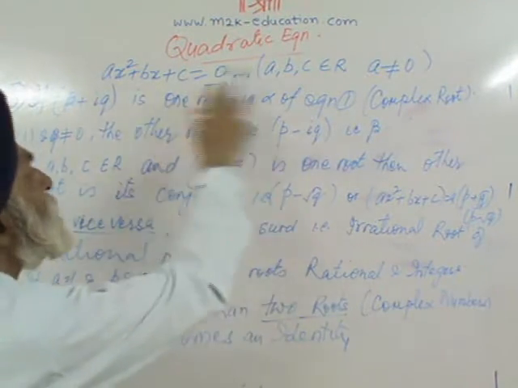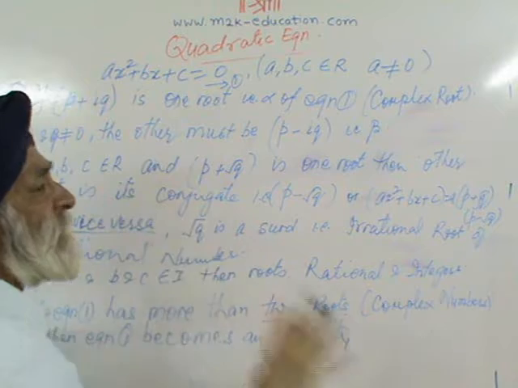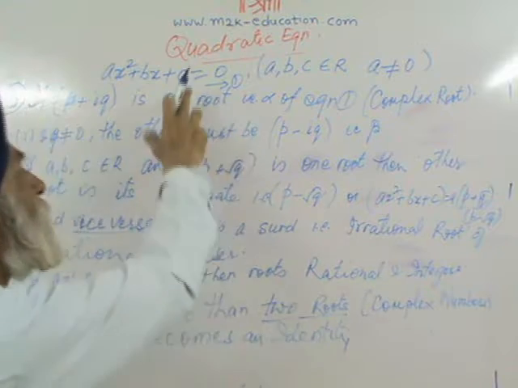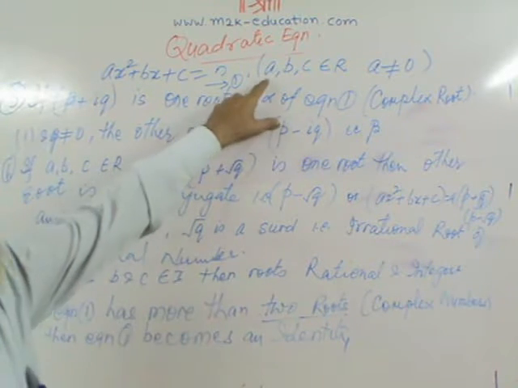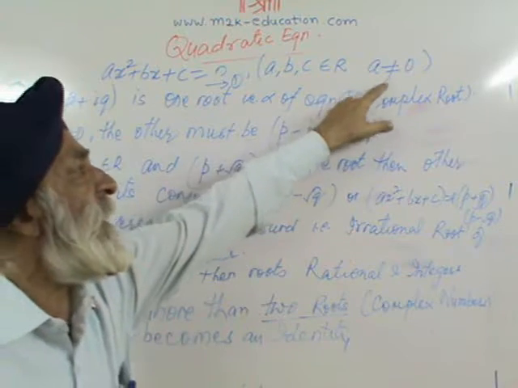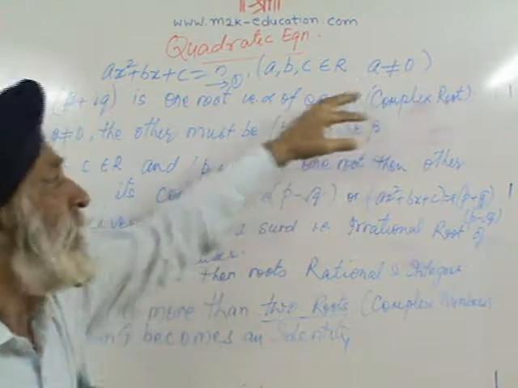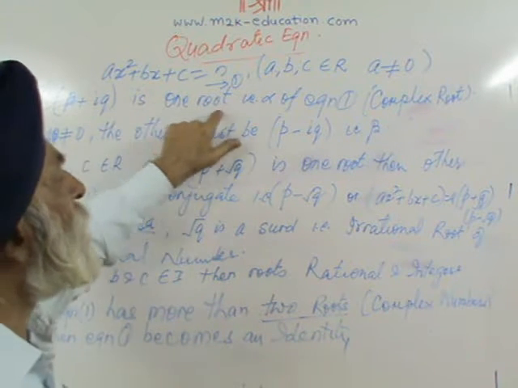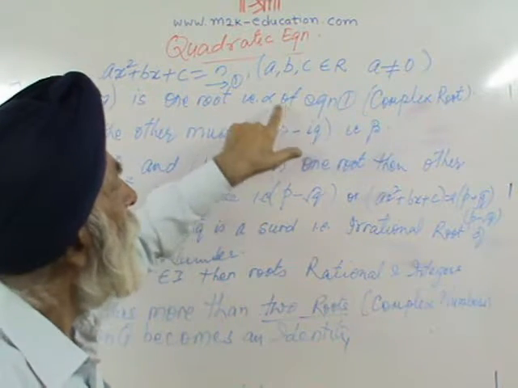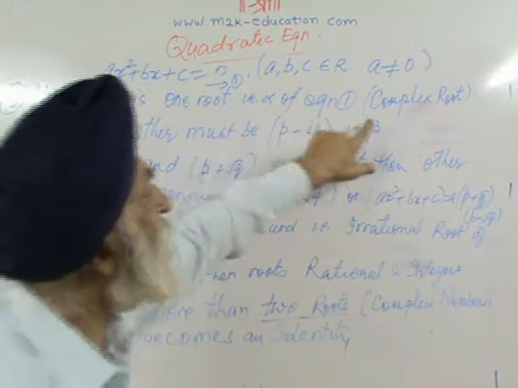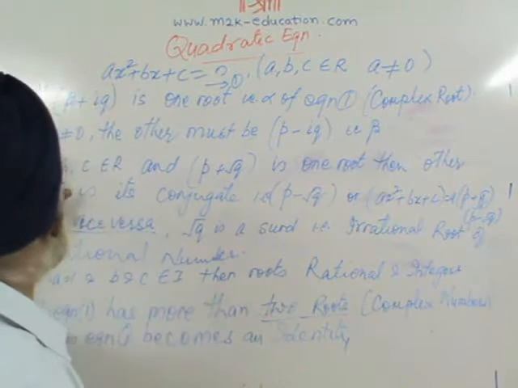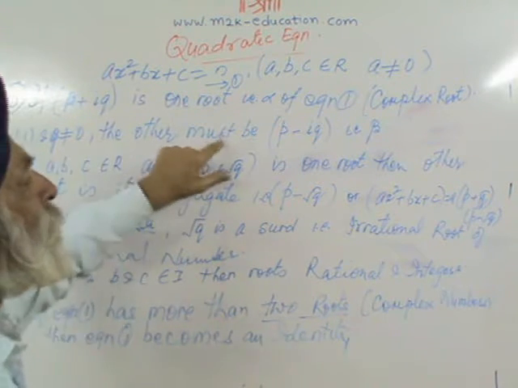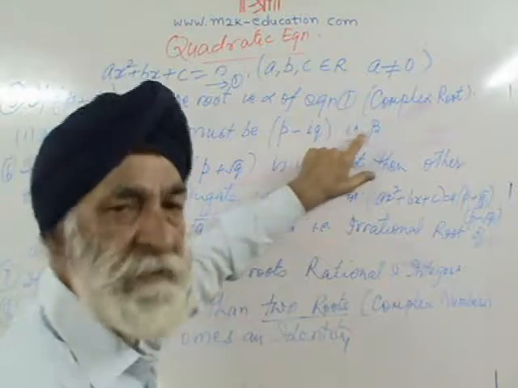Now you can see I have mentioned that for other types of the nature of the roots, the equation itself is ax square plus bx plus c equal to 0, and a, b, c are real numbers and a is not equal to 0. Okay? Number 5: if p plus iq, that is alpha, is one root of the equation 1, a complex root, and q is not equal to 0, then the other root must be p minus iq, that is beta.